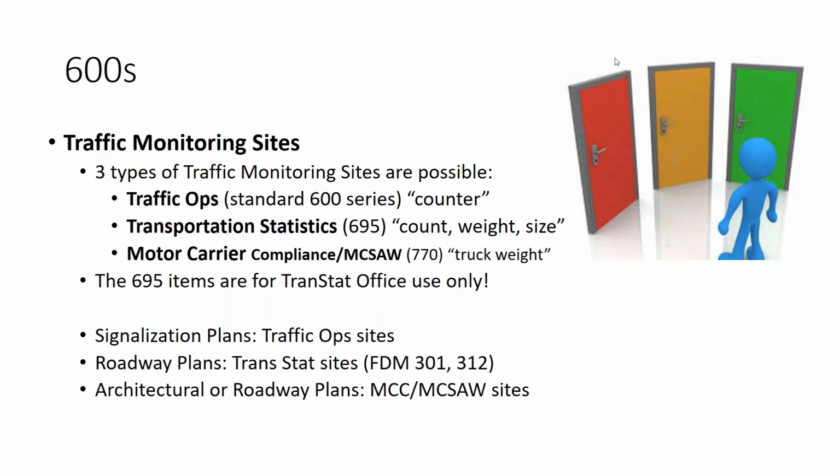For signalization plans, if you've got traffic ops sites, that's where they should be located. For Transtat items, they should be located in the roadway plans, and that's in accordance with the FDM. And if you have motor carrier or mix-saw sites, generally they are used in conjunction with either architectural or roadway plans. If you have any questions or concerns on this, please work with us. I know that we are working with both the transportation statistics and the motor carrier compliance offices to update their available specifications and pay items.